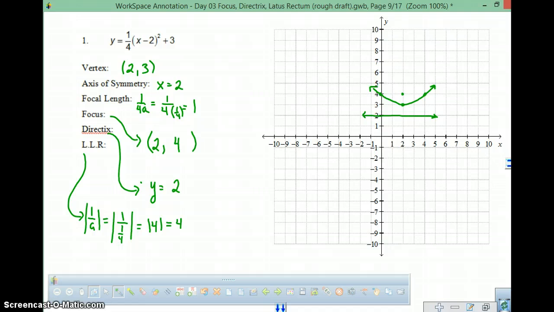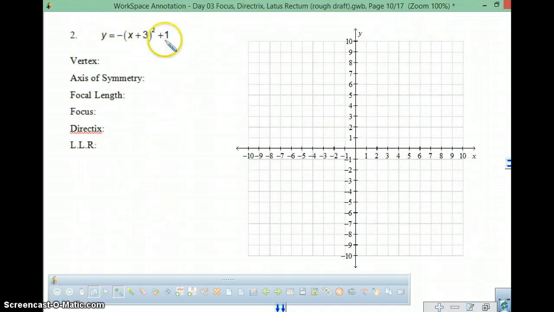Let's try another one. Here we've got vertex form already, so our vertex is at, oh, it's not quite vertex form, is it? Let's change this into negative x minus 3 squared plus 1. So the vertex is at negative 3, 1. The axis of symmetry is x equals negative 3. So let me put negative 3, 1. The axis of symmetry is right here at negative 3.